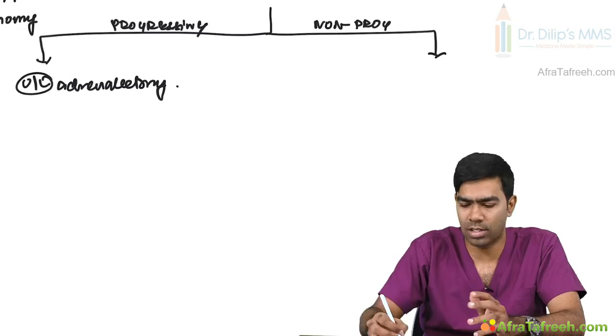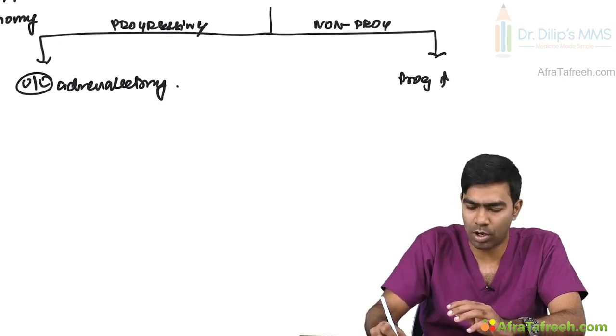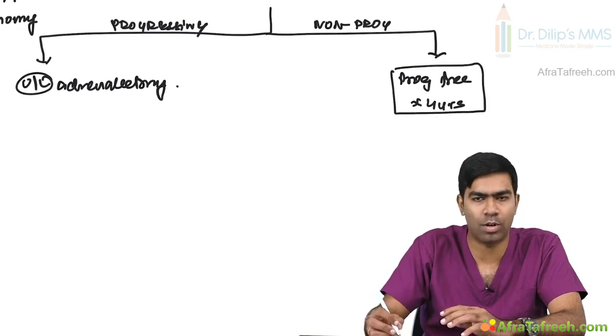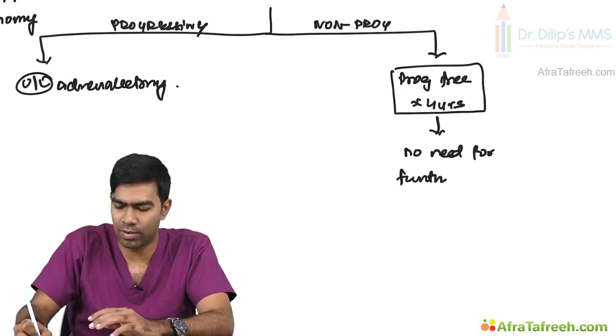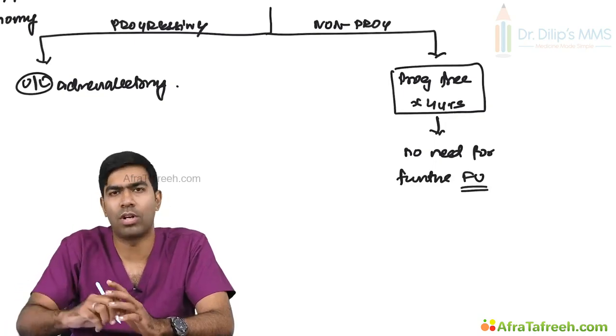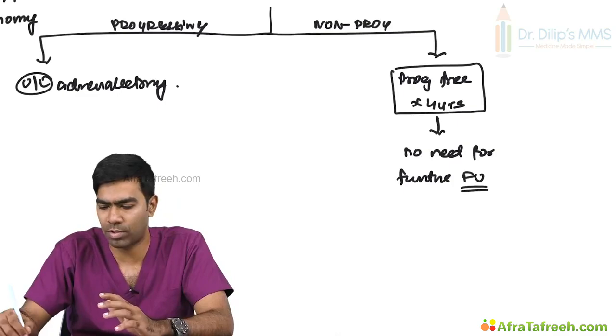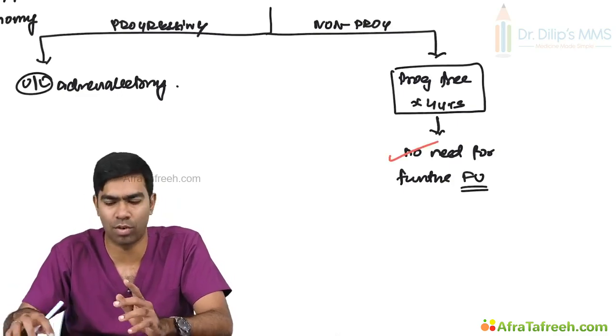If it's non-progressing, which means the patient is progression-free for a period of 4 years, then at 4 years there is no need for further follow-up, which means they are unlikely to develop any hormonal autonomy from this point of time. So after 4 years, there is no need for any further follow-up.